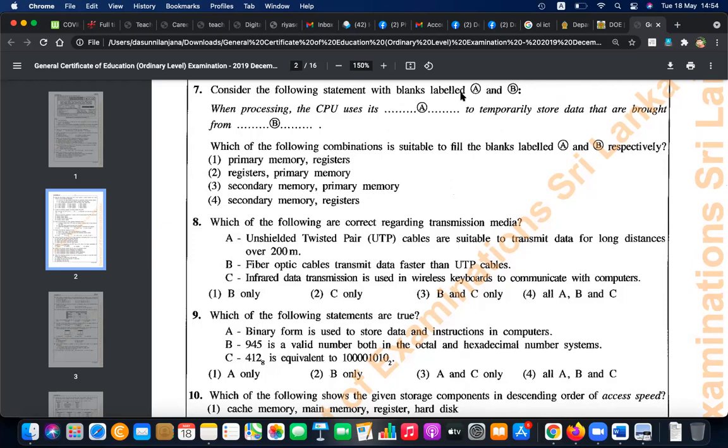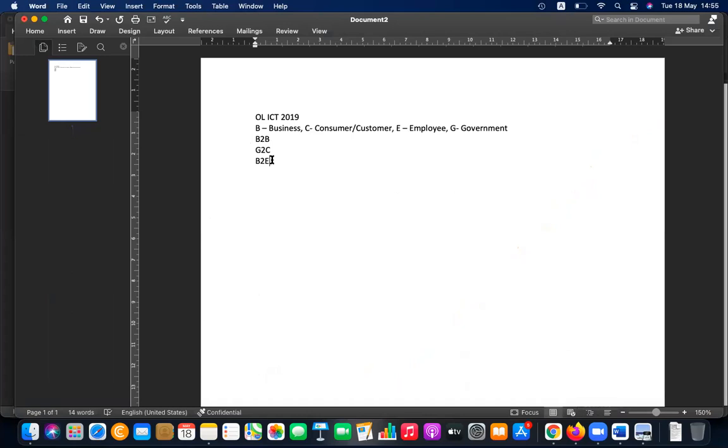So from where are the results brought? It's taken from primary storage, right? So from RAM to the CPU, it is registers and primary memory. So the second one is the answer. I think you know the memory hierarchy, right? If you don't know, it's better to learn it, so you should know the memory hierarchy.